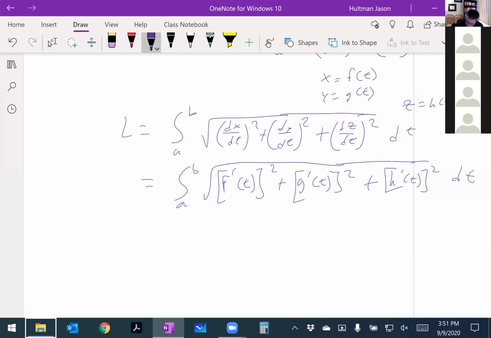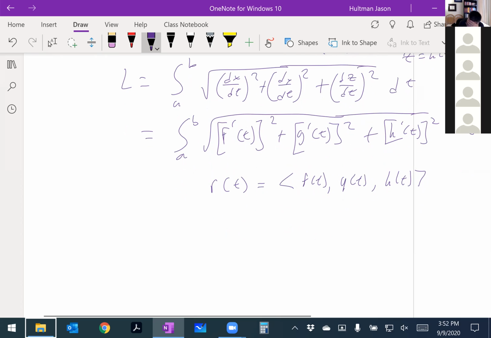Well, if we think of this in terms of r of t, in terms of x, y, and z, we'll say this is f of t, g of t, and h of t, then r prime of t is equal to f prime of t, g prime of t, and h prime of t. Just take the derivative of each of the components.